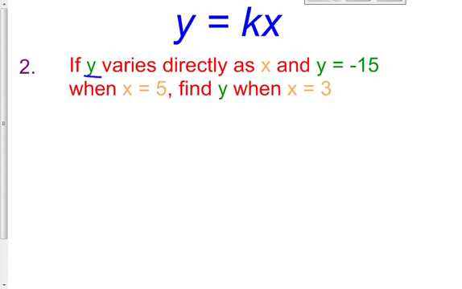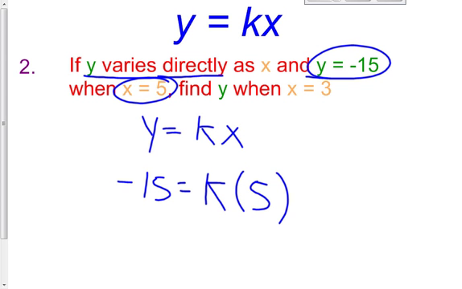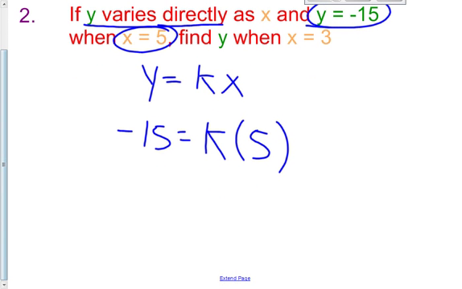Once again, because it varies directly, you're going to use the equation y equals kx. So with that, y is a negative 15, so that's going to go on the left side. That equals our constant k multiplied by x, which in this case, x equals 5. So you're solving two different equations in these problems. So solving for k equals a negative 3 when you divide both sides by 5.